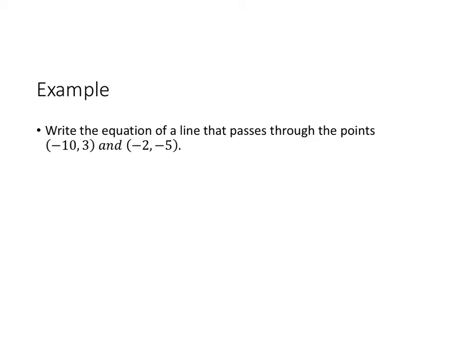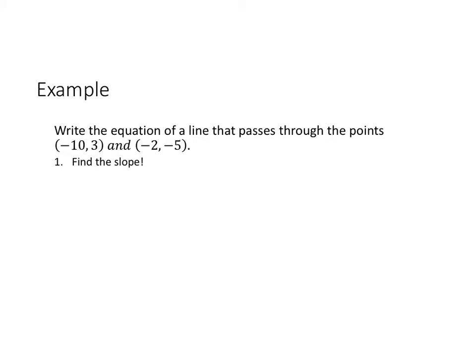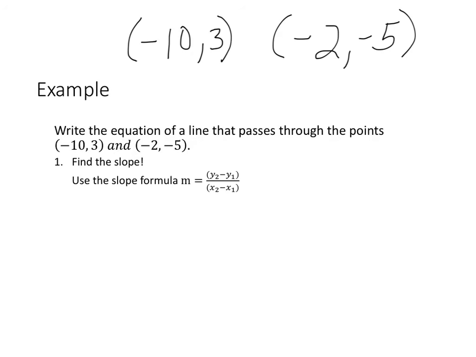The first example we're going to be doing is we're going to write the equation of a line that passes through the points (-10, 3) and (-2, 5). The first thing we need to do to find the equation of this line is we need to find the slope. To find the slope, I'm going to take the ordered pairs and label the first one x1, y1 and the second one x2, y2. Now after I've labeled those 2 points, I'm going to plug them in the slope formula.